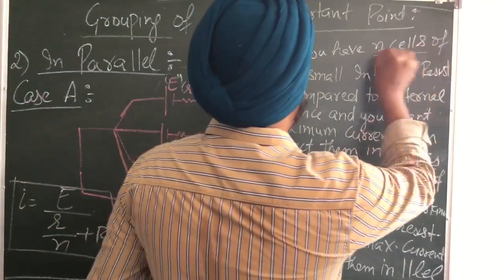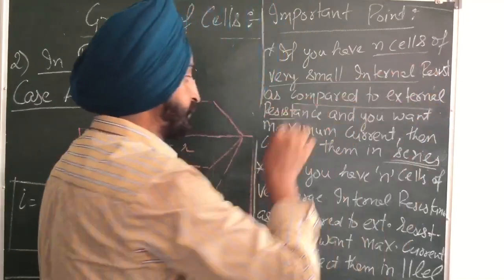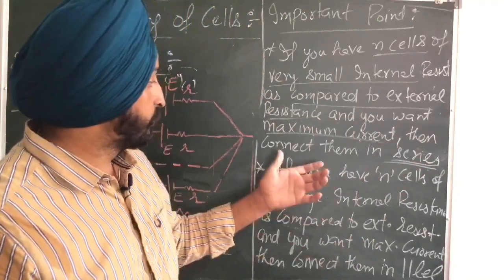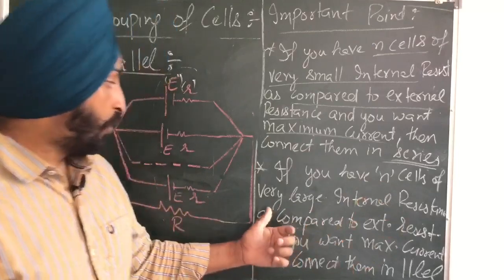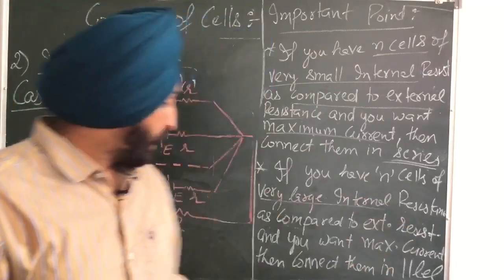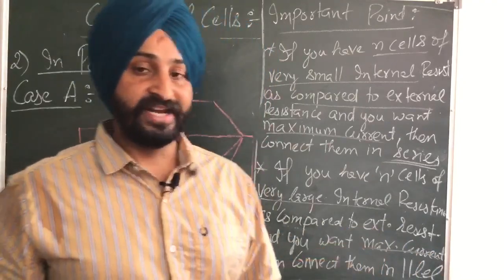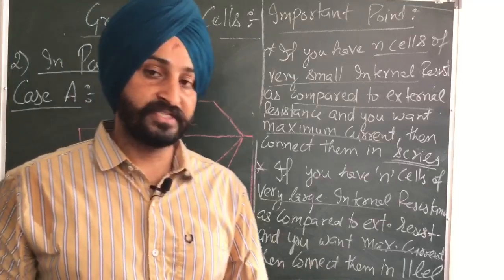So if you have n cells of very small internal resistance as compared to external resistance and you want the maximum amount of current from their interconnection, you must connect them in series. But if you are given n cells of very large internal resistance and you want to extract maximum current from this combination, you should connect them in parallel. So these are the two important points that you must keep in your mind.